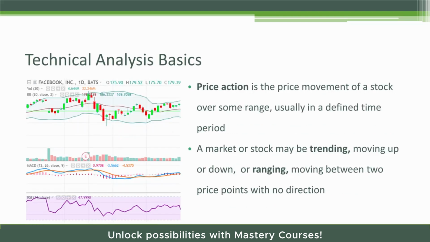We're going to go over a few technical analysis terms so that we're all on the same page as we move through the course. The first term we're going to talk about is price action. Price action is the movement of a stock price over some range, usually in a defined period of time. Next, we'll talk about trending or ranging stocks or markets. A trending market or stock is moving up or down, so it's moving in a specific direction. And a ranging stock is a stock that is usually trading between two price points. It's moving up and down without an identifiable direction.